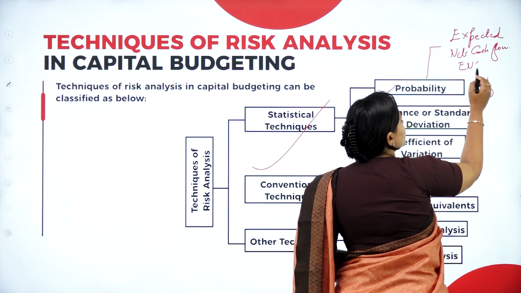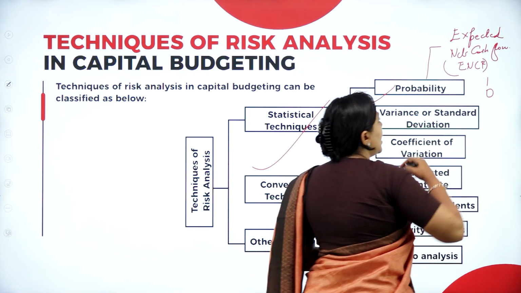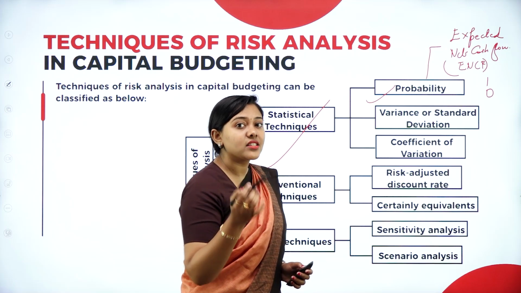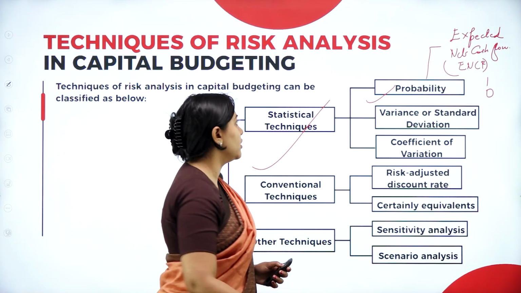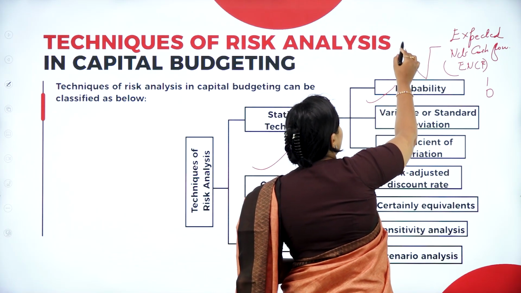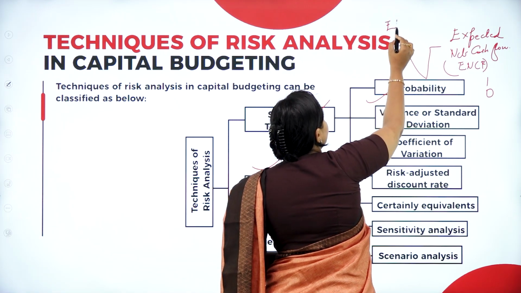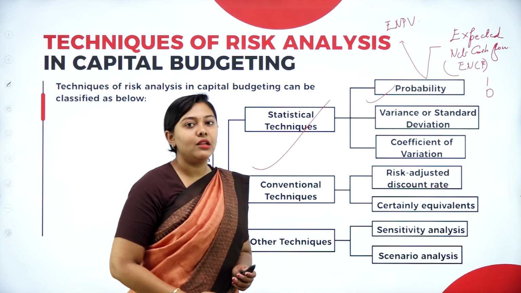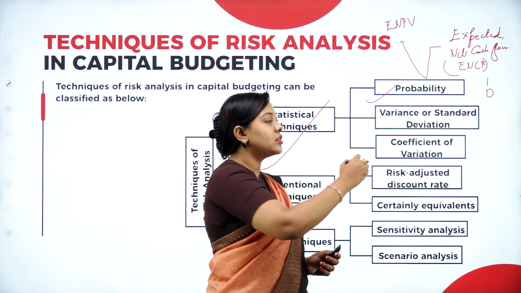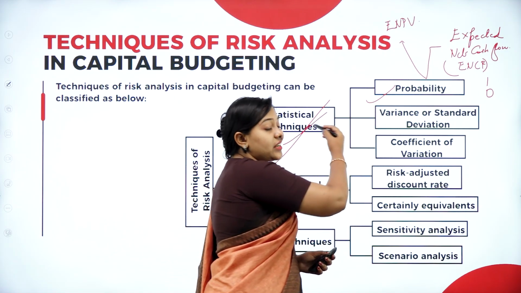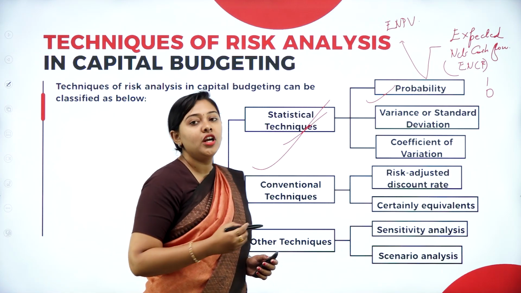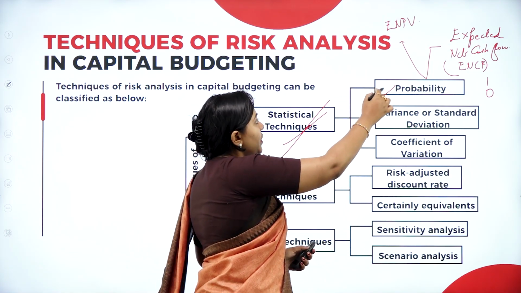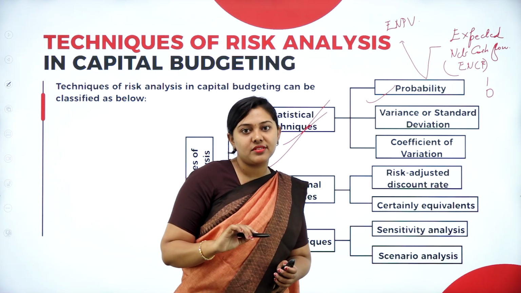Expected net cash flow. And the other thing you need to calculate is what? You need to calculate expected net present value. So what you need to calculate in your probability? Expected net present value. So these are the two things that you will be calculating and will be solving in the first technique, the statistical technique. In that we are solving probability problems. So I have explained what is probability, expected net cash flow and expected net present value.